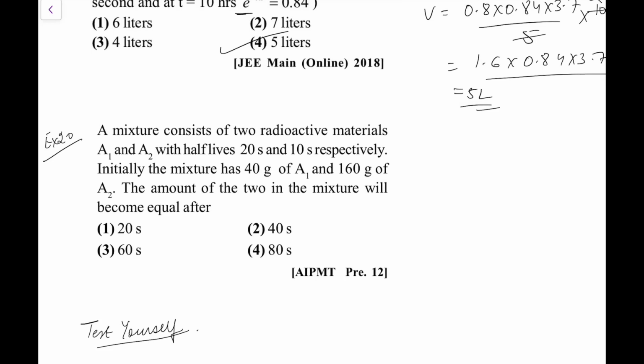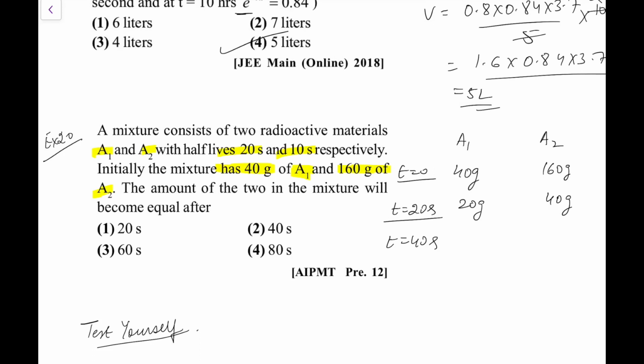A mixture consists of two radioactive materials A1 and A2 with half-lives 20 and 10 seconds respectively. Initially the mixture has 40 gram of A1 and 160 gram of A2. The amounts of the two in the mixture will become equal after what time? So this is A1, this is A2. Initially you have 40 grams and 160 grams at t equal to 0. Let me check after 20 seconds. After 20 seconds, A1 will become half, 20 gram, and A2 will become 1/4 because 2 half-lives have passed, so it will become 40 gram.